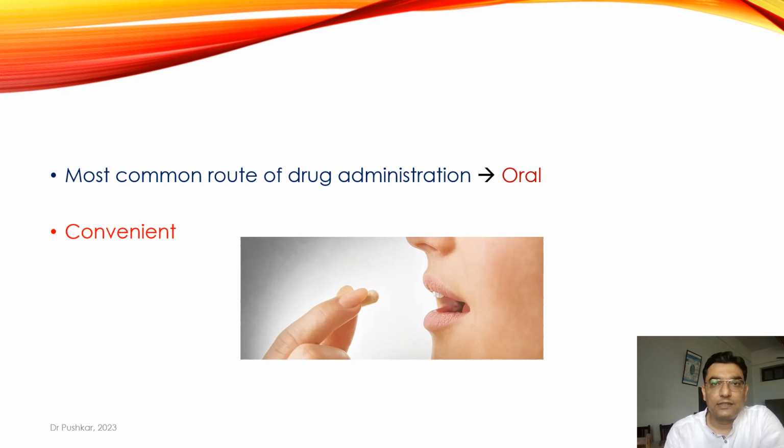Now let's discuss what will happen to this drug in the body. The most common route through which a drug is administered is the oral route. We know that. Why? Because it is the most convenient. So suppose you have given the drug by the oral route, the first thing that will happen is absorption of the drug from the gut.